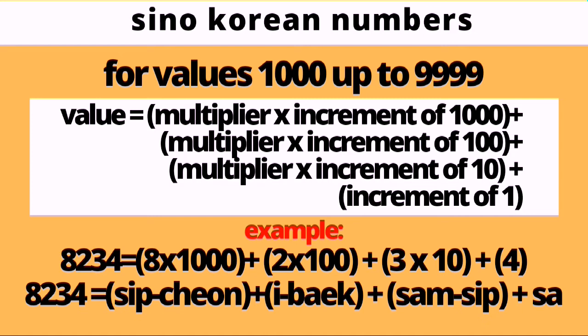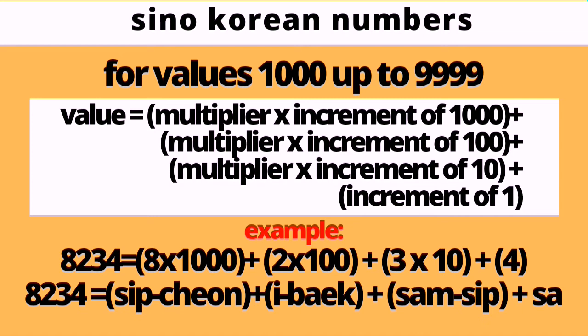Since the value is 1,000 up to 9,999, it does not only involve increments of 100, increments of 10, or increments of 1. Instead, it has 4 increments involved. Aside from increments of 100, 10, and 1, we'll also be using the increment of 1,000. And we know that that is ton. So aside from baek and ship, we'll also be using ton. So let's try to apply this formula with the given example.